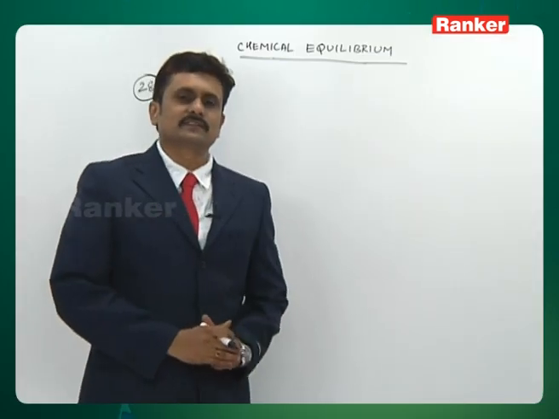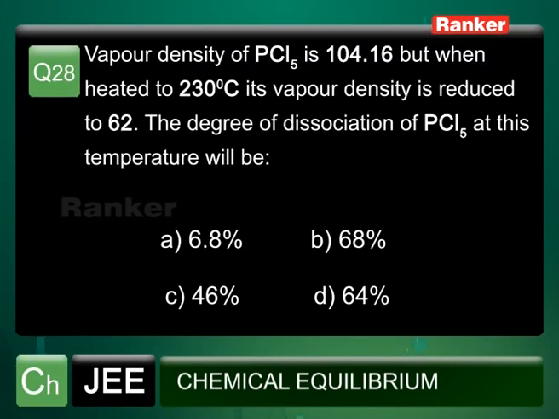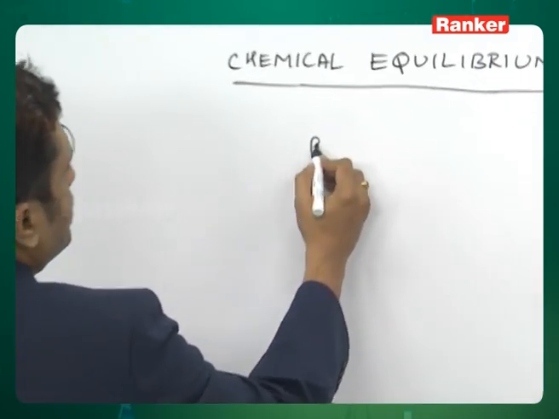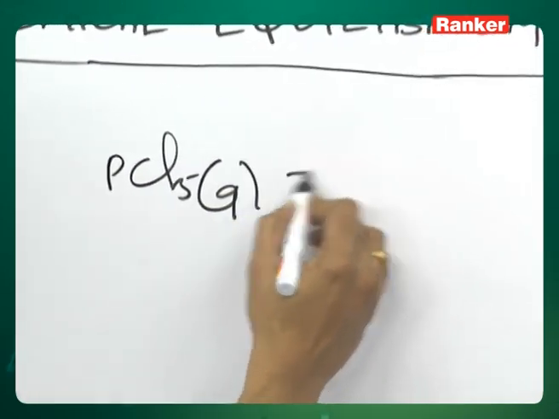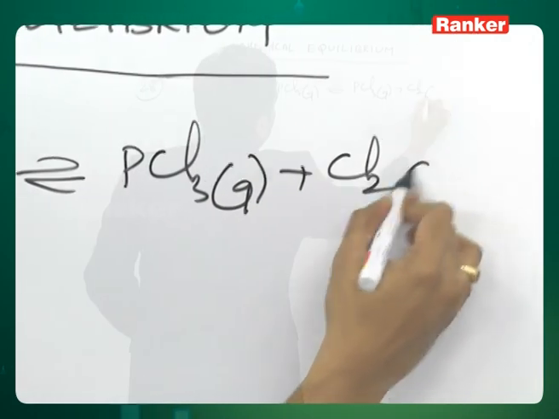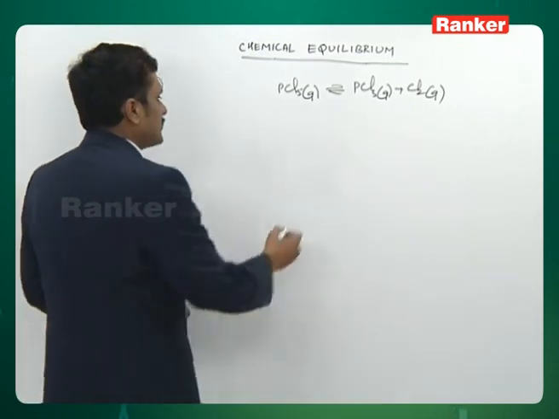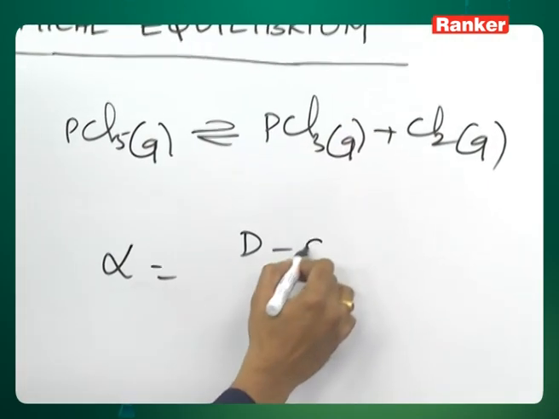The vapor density of PCl5 is 104.16, but when heated to 230 degrees Celsius, its vapor density is reduced to 62. The degree of dissociation of PCl5 at this temperature is asked. We have solved one similar question where the vapor density values can be used to obtain the degree of dissociation by using the expression.